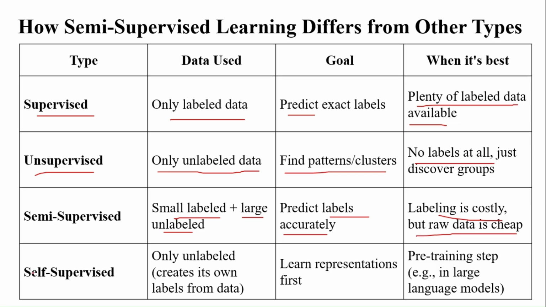We have one more type, which we call self-supervised learning. That uses only unlabeled data and creates its own labels from the data. It learns representations first, then we pre-train. For example, a large language model is considered self-supervised learning. So these are the comparisons with semi-supervised learning.